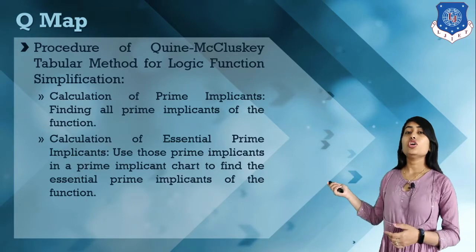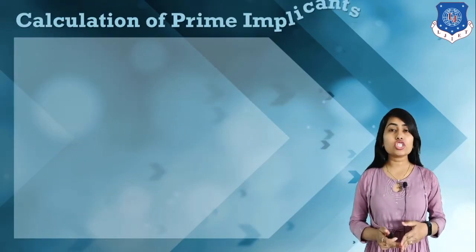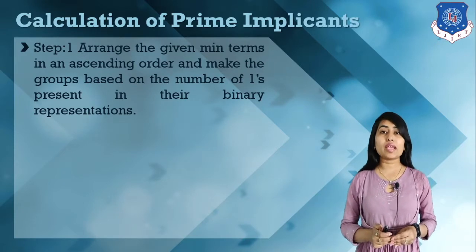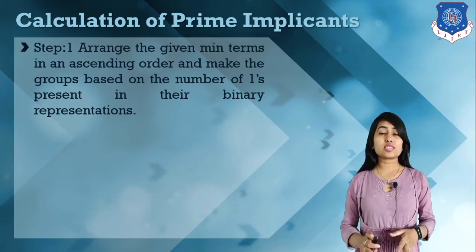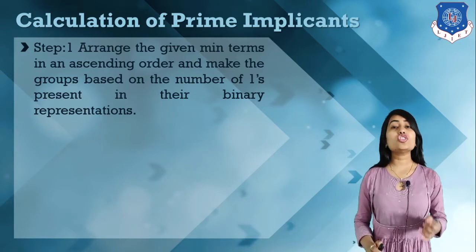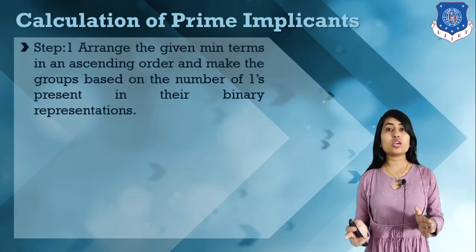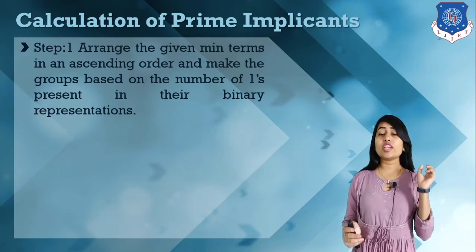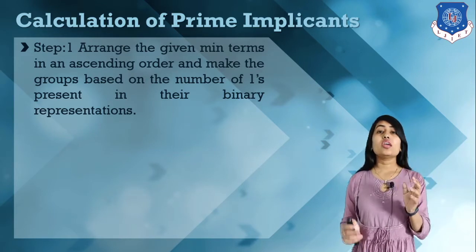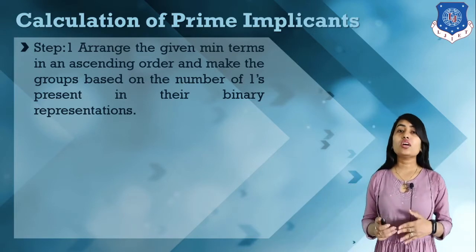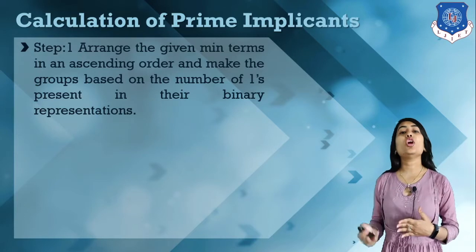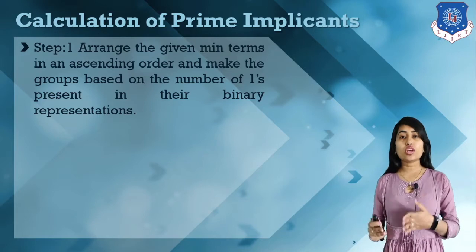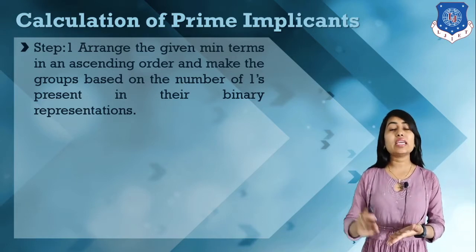Let's check. First we have the calculation of prime implicants, and to calculate prime implicants we have to follow some steps. Step number 1: arrange the logical functions. We have the logical function in a number form, so we have to arrange the min terms in ascending order in terms of the number of ones present in a min term.